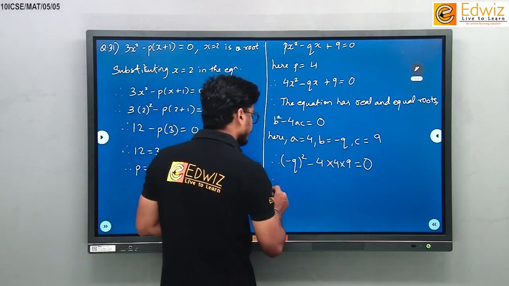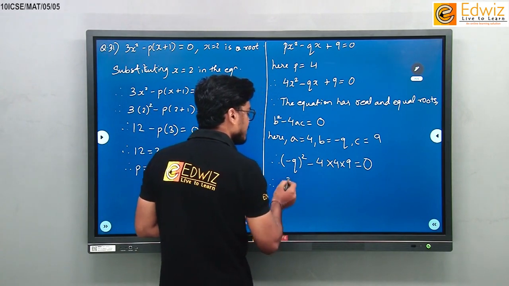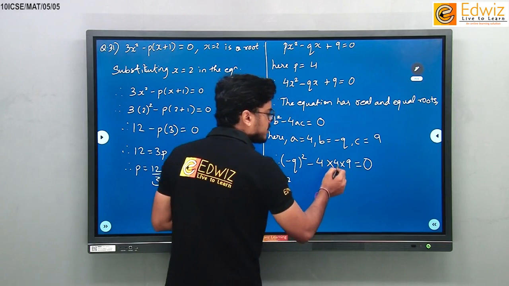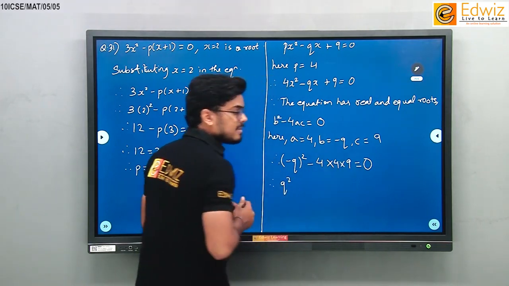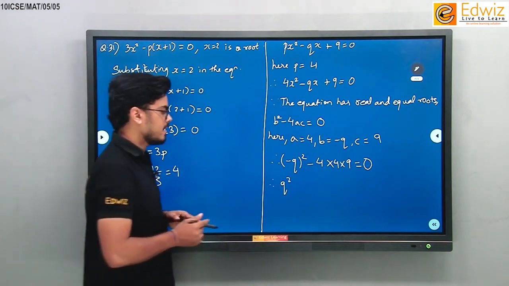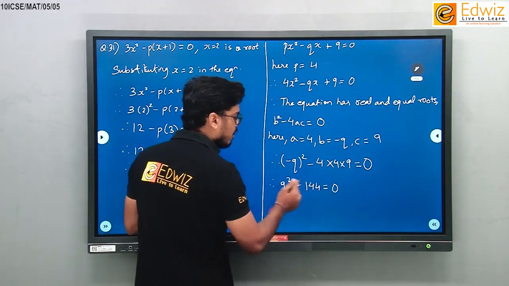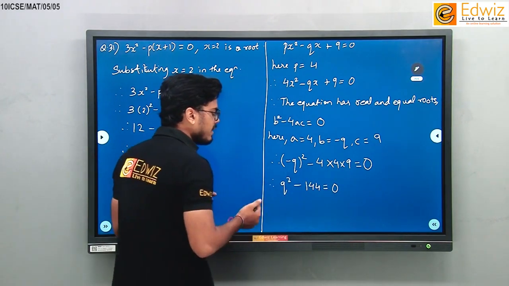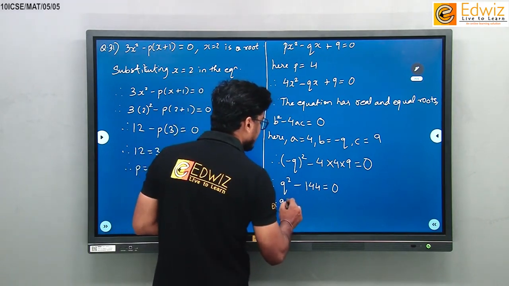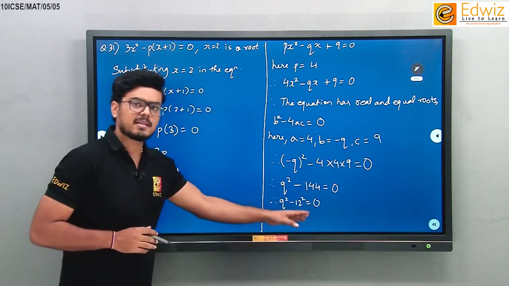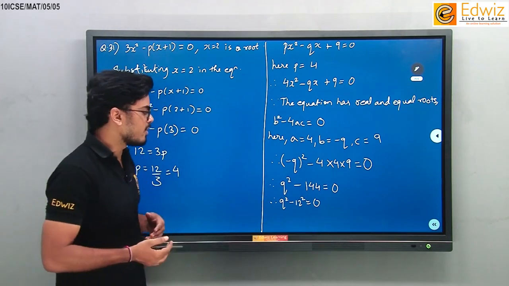So therefore q square, this will become positive because there is a square, minus 4 4s are 16, 16 9s are 144, correct? So q square minus 144 equal to 0. We all know 144 is nothing but 12 square. So this can be written as q square minus 12 square equal to 0. So it has come into a square minus b square form. We know what to do next.